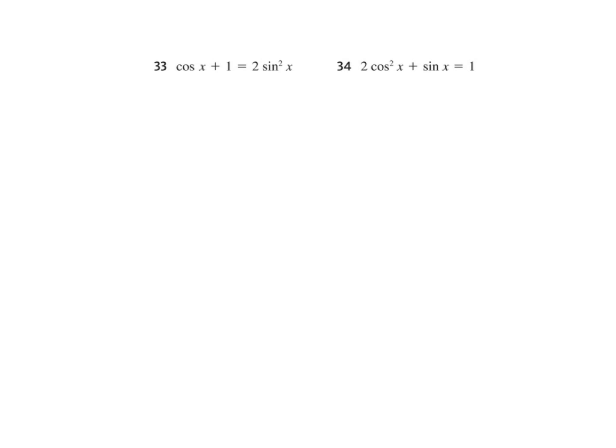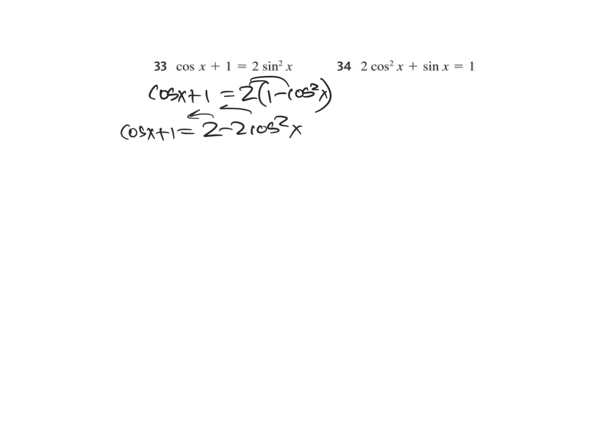All right, so here, cosine of x plus 1 is equal to 2 sine squared of x. So somehow we're going to have to manipulate this. Sine squared of x is 1 minus cosine squared of x. So we're going to distribute: cosine of x plus 1 equals 2 minus 2 cosine squared of x. So let's move everything to the left side.